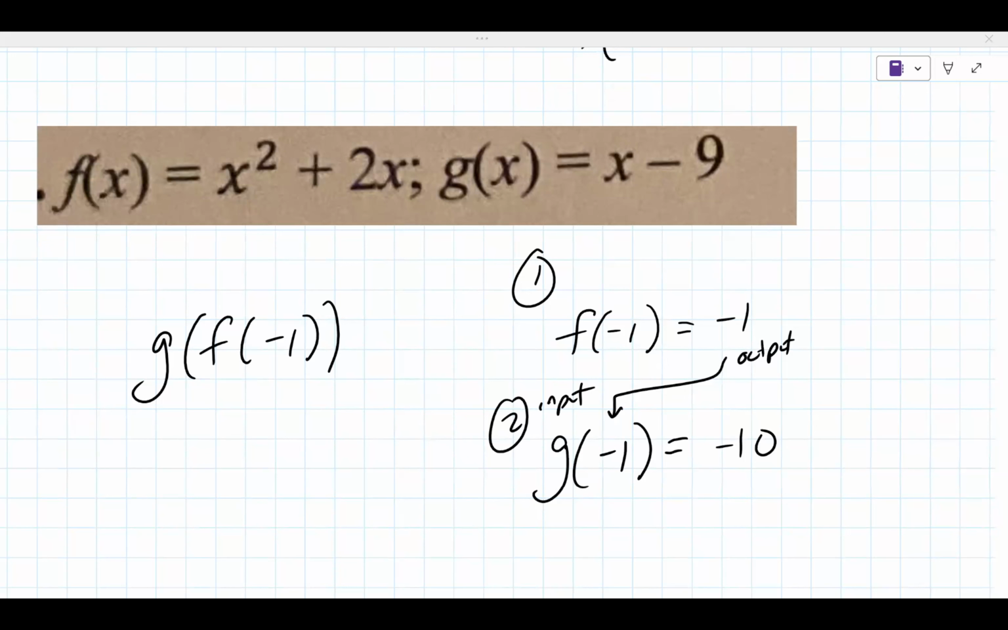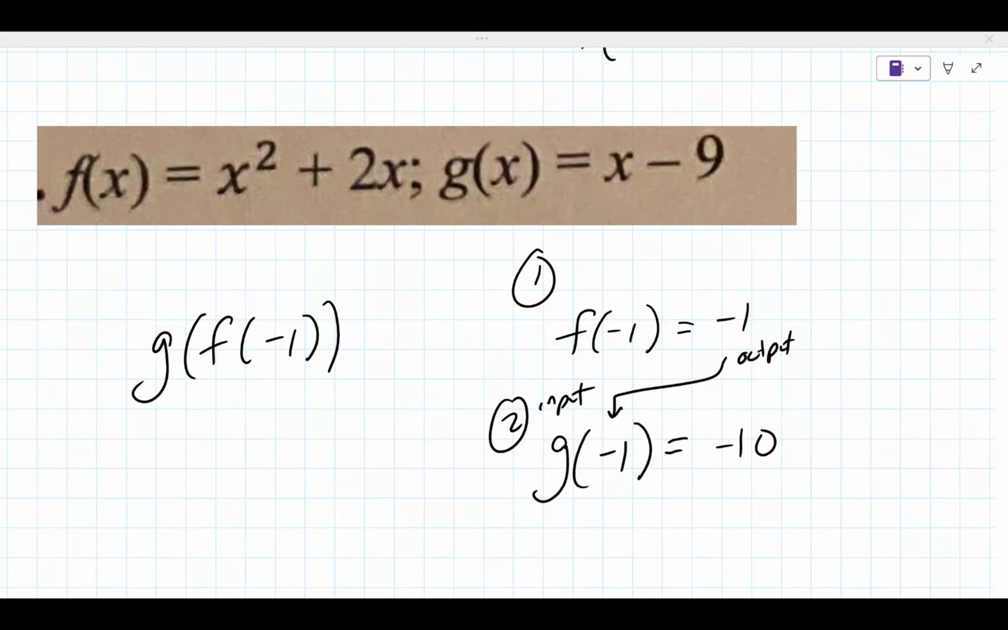Okay, go ahead and find h of g of 2. So tell me what to do first. What's the first thing you do?